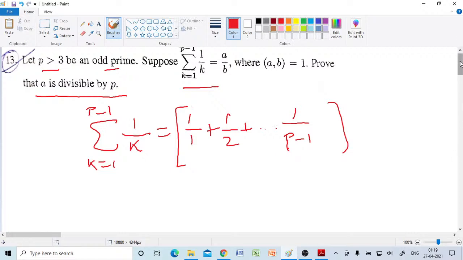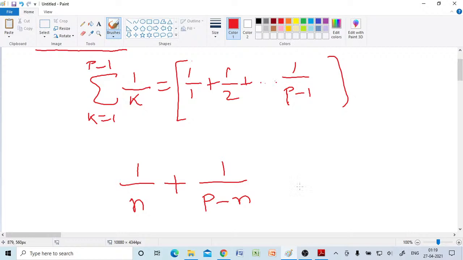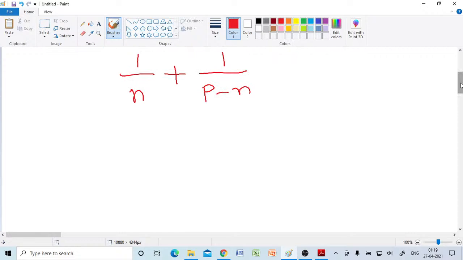So the thing we are going to do here is we will take this term. You can prove it by induction. It's a very simple thing that if 1 by n falls under this series, then 1 by p minus n will also fall under this series, which is pretty obvious to see because 1 is the least number and p minus 1 is the largest number. So if p minus 1 exists, then 1 over 2 exists over here. So it is pretty easy to understand.